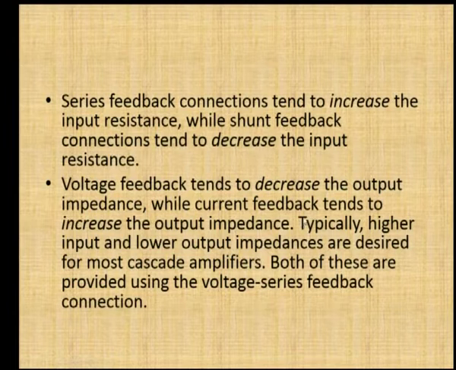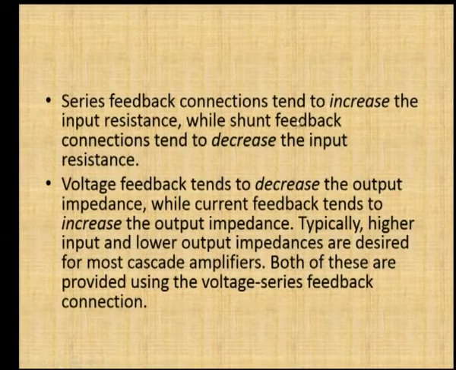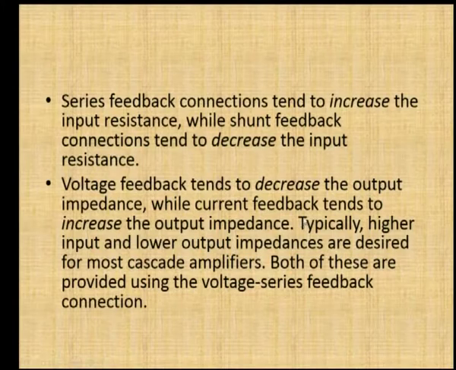So, what does it mean? Voltage feedback tends to decrease the output impedance in the sense that if you take the voltage as the feedback signal, you have to take it in parallel. So, it means that you have a shunt connection, and if it has a shunt connection, then the impedance decreases. That is why voltage feedback tends to decrease the output impedance, while current feedback tends to increase it. We know that to tap the current, you have to take it in series.